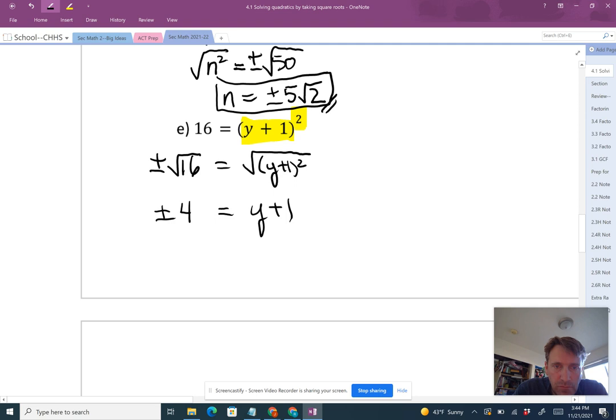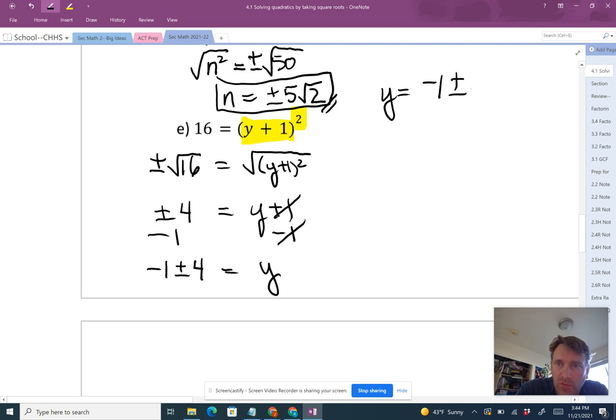So we then are going to subtract 1 from both sides. So we get y, these cancel. We get y, and this is negative 1 plus or minus 4. I'm going to copy this up here. I'm going to switch sides on that one. y equals negative 1 plus or minus 4. And here we're going to separate this into 2. This is negative 1 plus 4 or negative 1 minus 4.